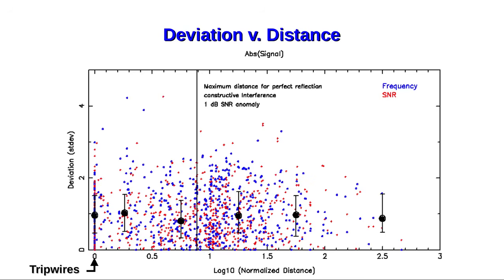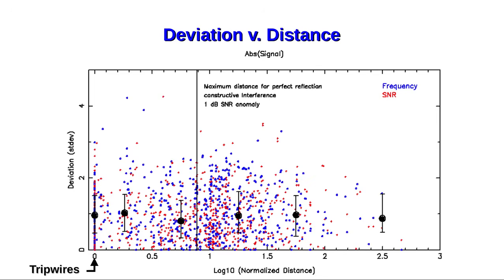Here is a similar plot in which I show the signal-to-noise ratio and frequency deviations as computed by Godfrey as a function of distance, in this case with distances normalized by the transmitter-receiver distance. The data are from the January 1, 2025 report. The points with error bars give the median and first and third quartiles binned by distance. Tripwire geometry links are all in the leftmost bin.